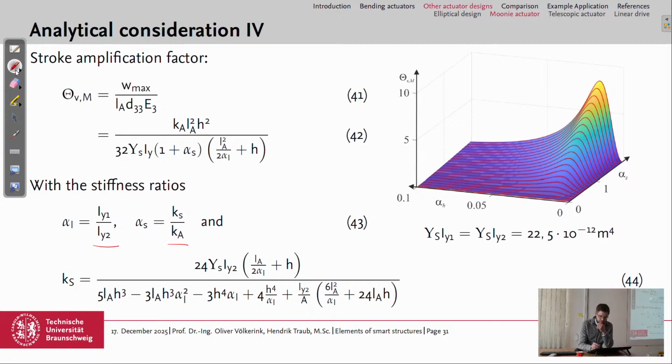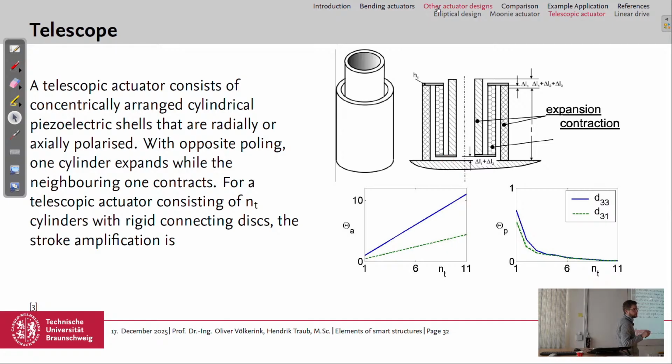And then if we have a look again at the stroke amplification, we can see here that with higher stiffness of the structure compared to the stiffness of the actuator, we get higher stroke amplification in this case. We also have a larger stroke than just a simple piezoceramic actuator. And here the amplification depends on the number.